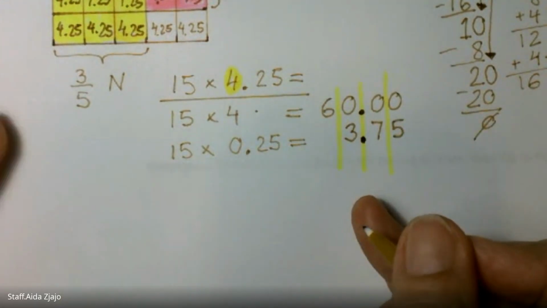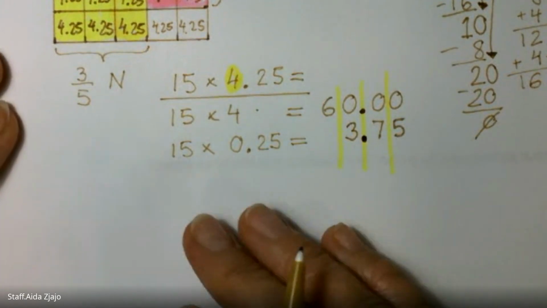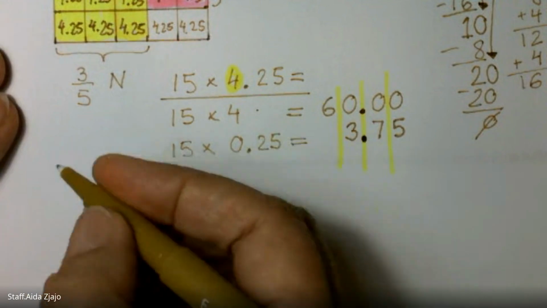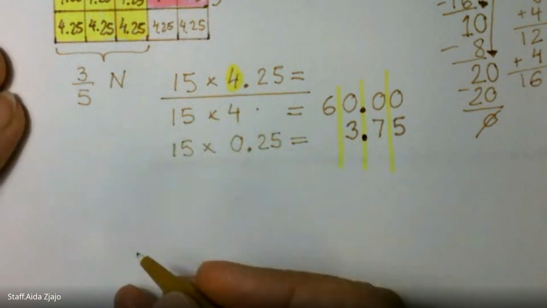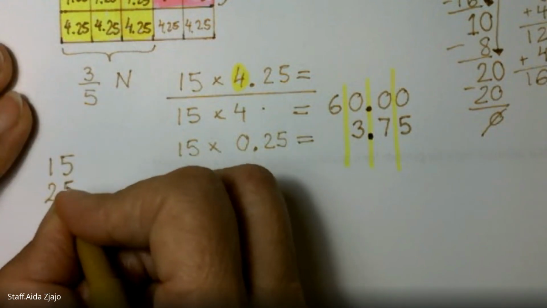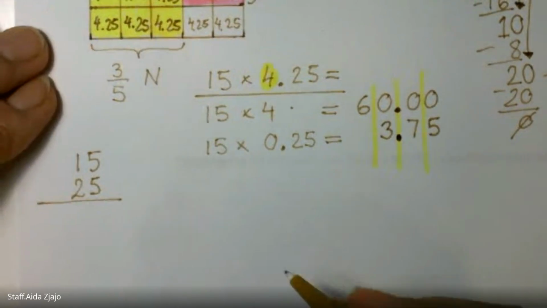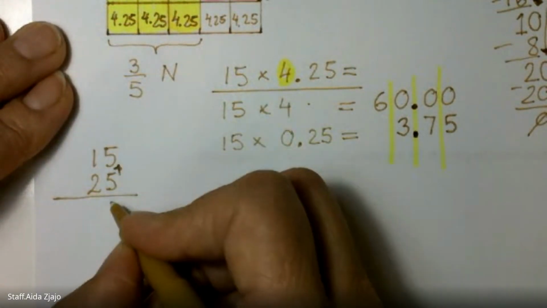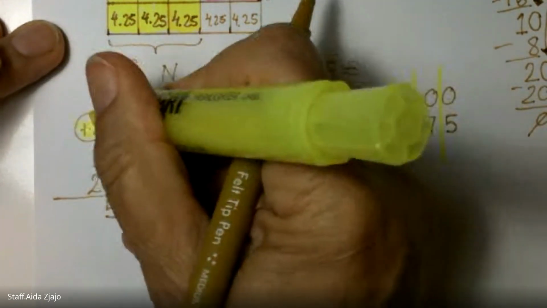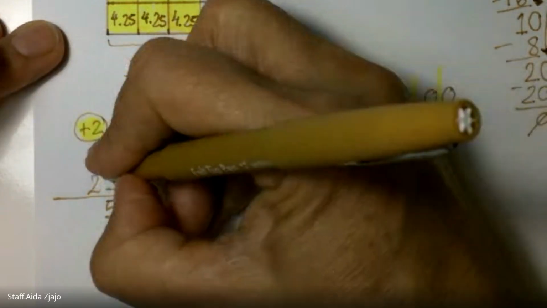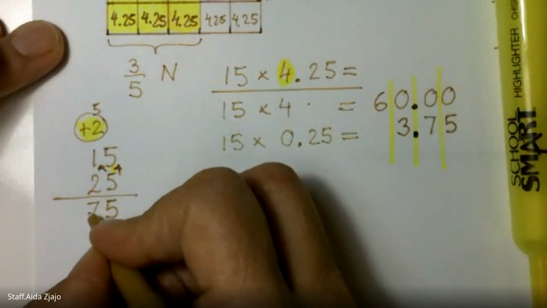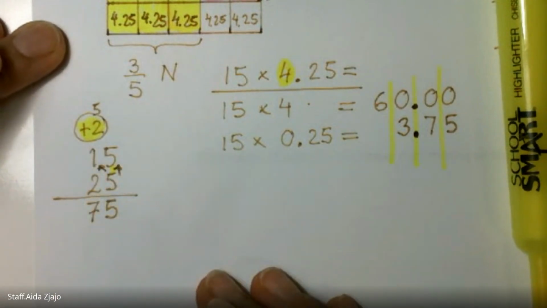All right. But if you like to think about this to be 15 times 25 hundredths, you can use a standard algorithm and you can multiply 15 times 25. So 5 times 5 is 25. 5, I remember 2. I'm done with one part. Now 5 times 1 is 5, and plus 2 is 7. So 5 times 15 is really 75.